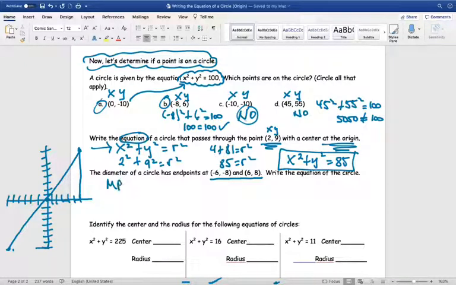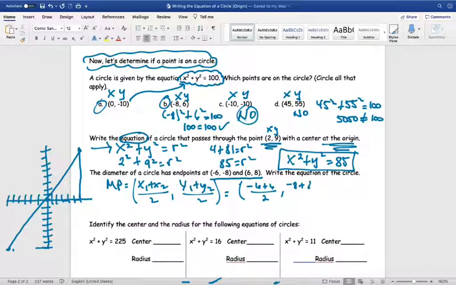The midpoint of that line, remember to do the midpoint, you do x1 plus x2 over 2 and y1 plus y2 over 2. If I plug those in, I would get -6 plus 6 over 2, and then -8 plus 8 over 2. And that gives me 0 over 2, 0 over 2, which is just the ordered pair 0, 0. So this is the center of my circle because that's the midpoint of that segment.